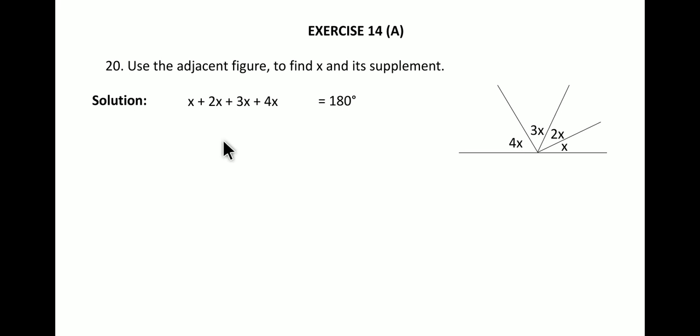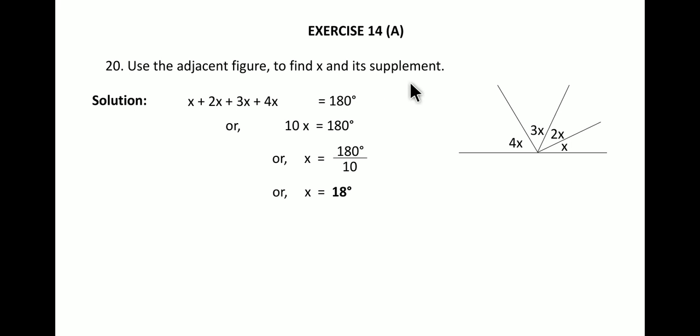If we add the left hand side, you'll get the sum total equal to 10x, which is equal to 180 degrees. In the next step, we'll take 10 to the right hand side. So x is equal to 180 degrees divided by 10. Therefore, x is equal to 18 degrees. So that's the first answer.